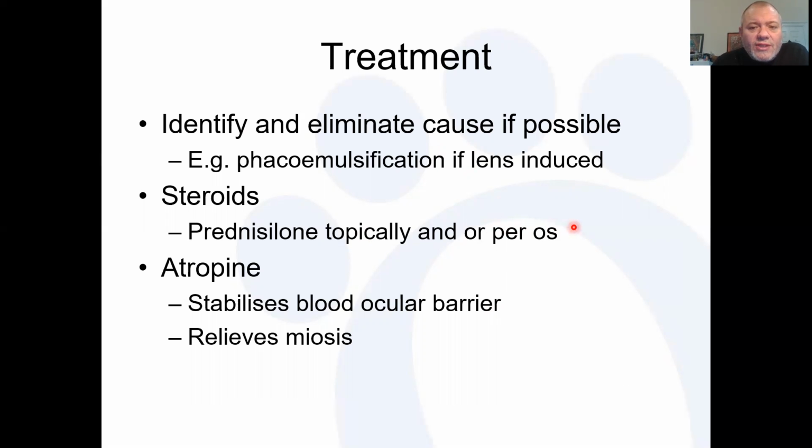The actual drugs we use: the most powerful are steroids, both systemically and topically, depending whether it's anterior or posterior. And often we use both together. And atropine we'll use to stabilize the ocular barrier, but also it will relieve that painful miosis, which is a big part of the ocular discomfort we see in uveitis.